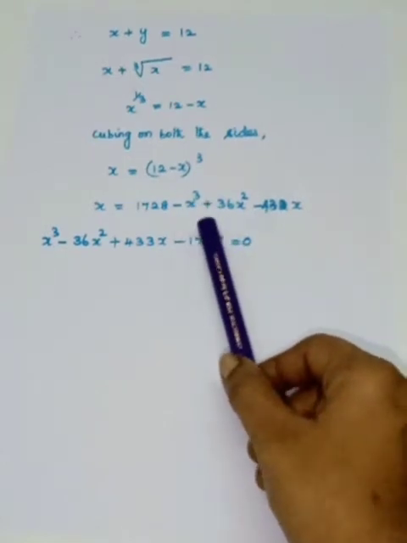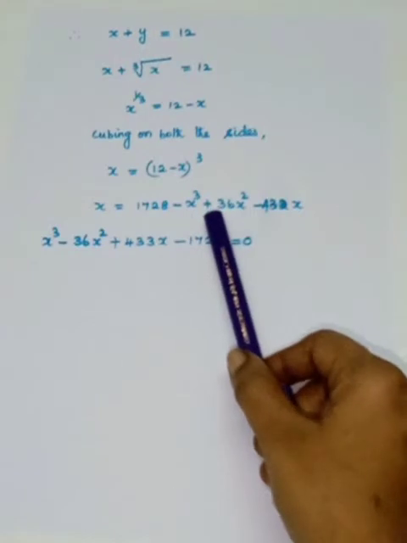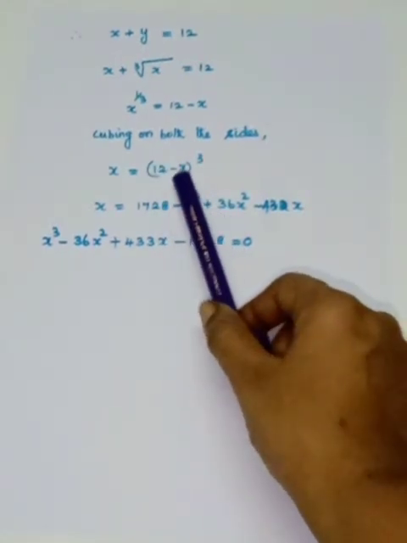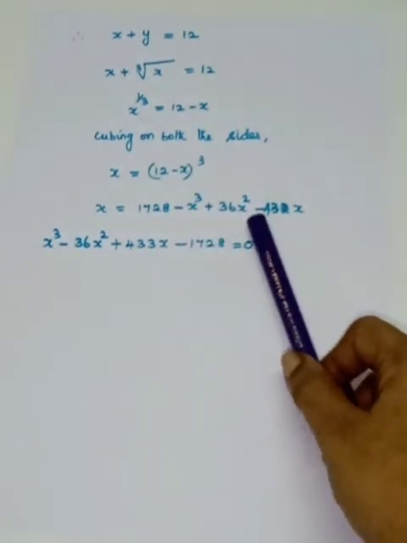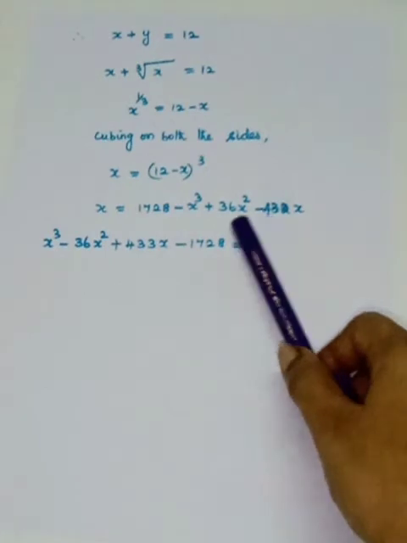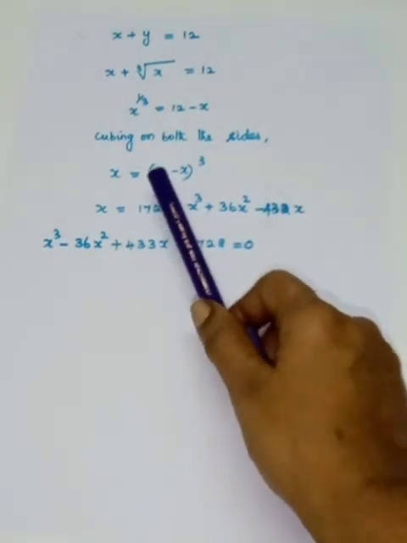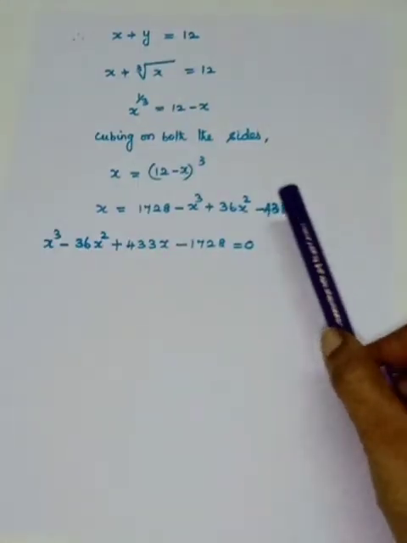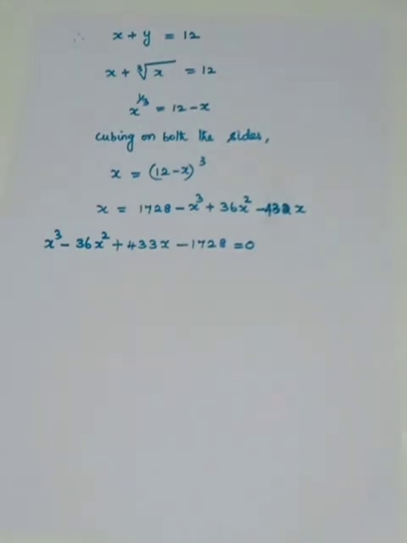Next, plus 3ab squared. So 3 into 12 is 36, times b squared; your b is x, so b squared is x squared. Next, minus 3 into a squared into b. A is 12, 12 squared is 144, and 144 into 3 is 432. Into b, your b is x, so minus 432x. I have just applied the (a minus b) whole cube formula.